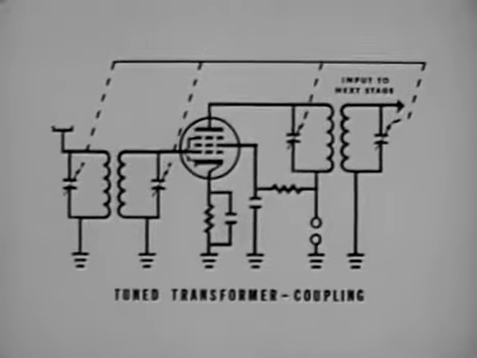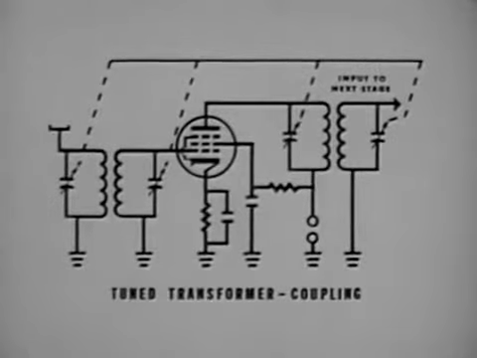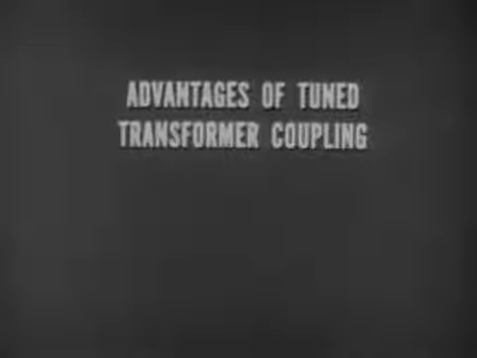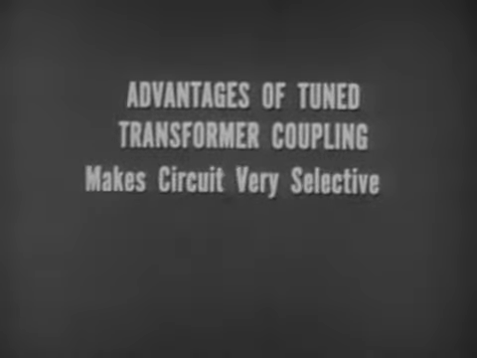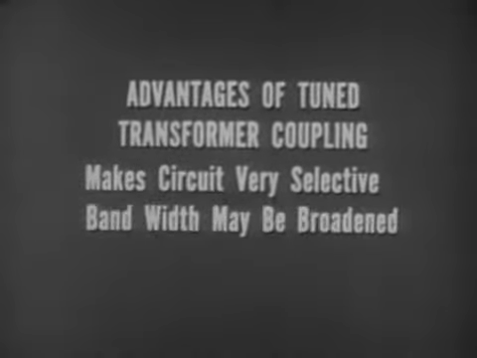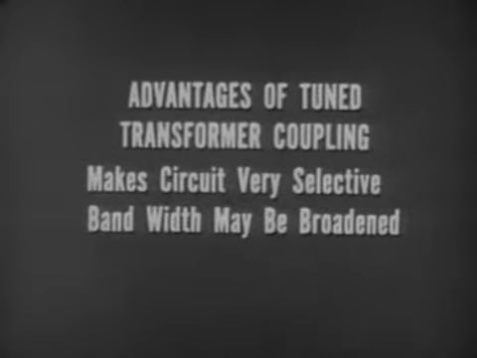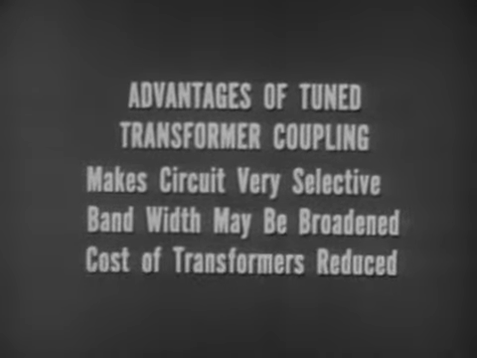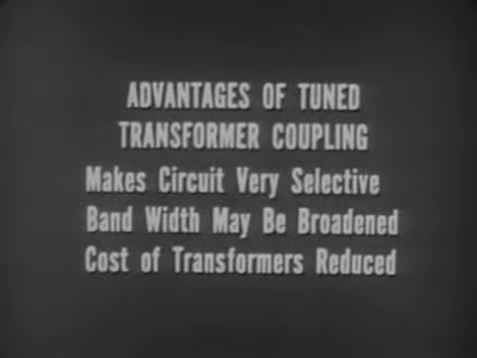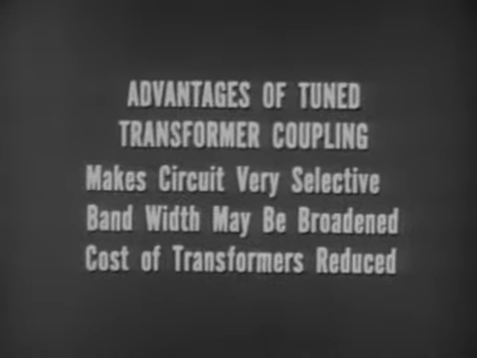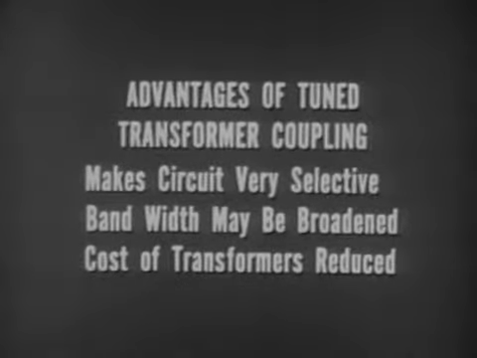In many RF circuits, tuned transformer coupling is used between stages. This method of coupling has several advantages. For one, it makes the circuit very selective. Still another advantage of tuned transformer coupling is that the bandwidth may be broadened by adding resistance to lower the Q of the tuned circuit. In addition, the cost of the transformers is substantially reduced. This is because there is no need for the iron core and the number of turns required is less.